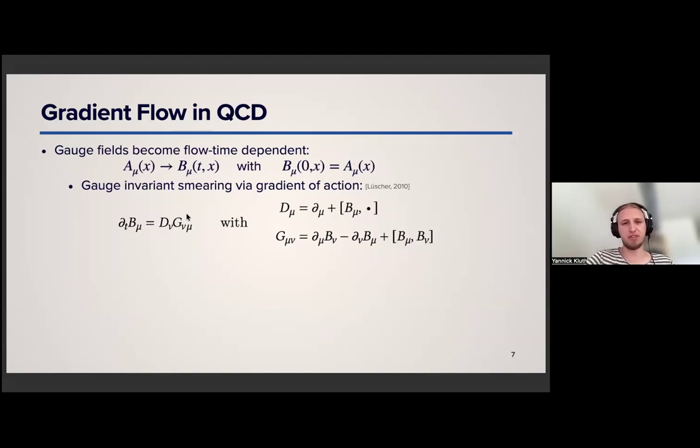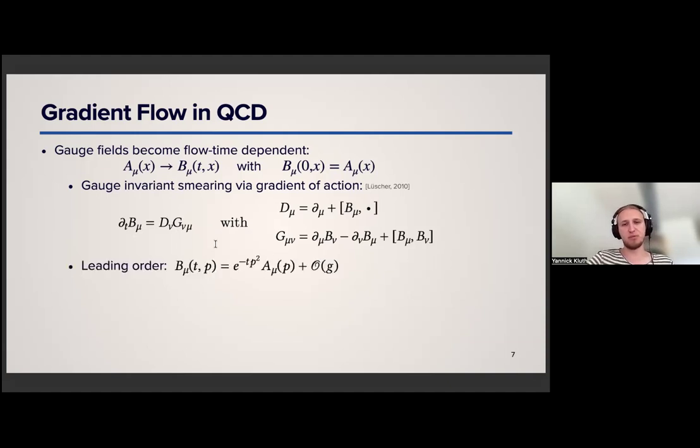Namely, we define the time dependence of the smeared, or gradient flow, version of the gauge field B by some sort of heat kernel-like equation. What we have on the right-hand side is really just the gradient of the action that we have in standard QCD. So my capital D and my G's are now just the covariant derivative and field strength tensors constructed from this flow field. With this, we can now in principle analyze how the gauge fields depend on this artificial flow time t.